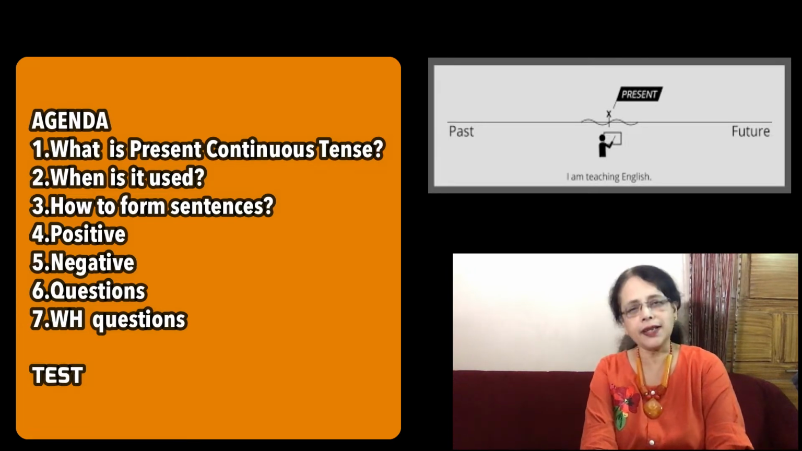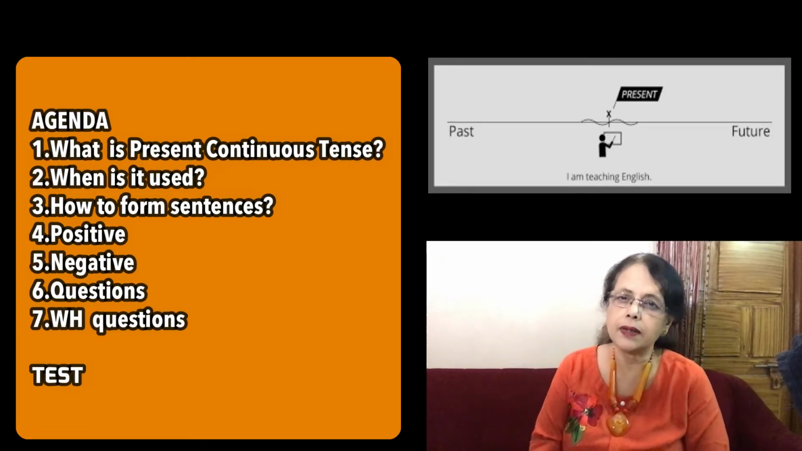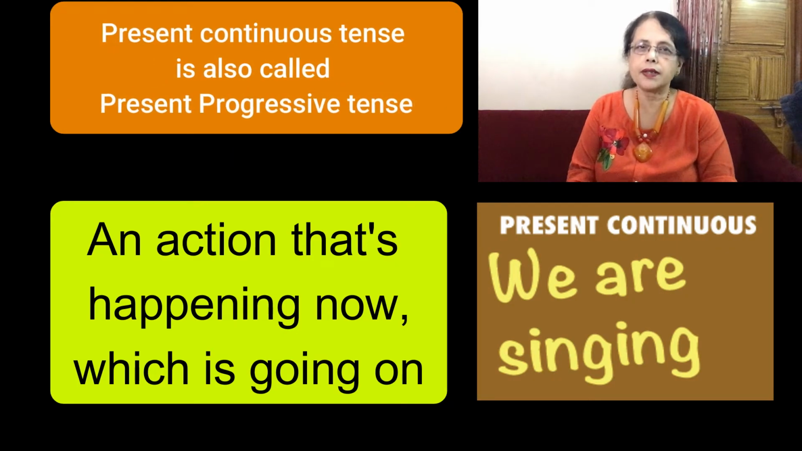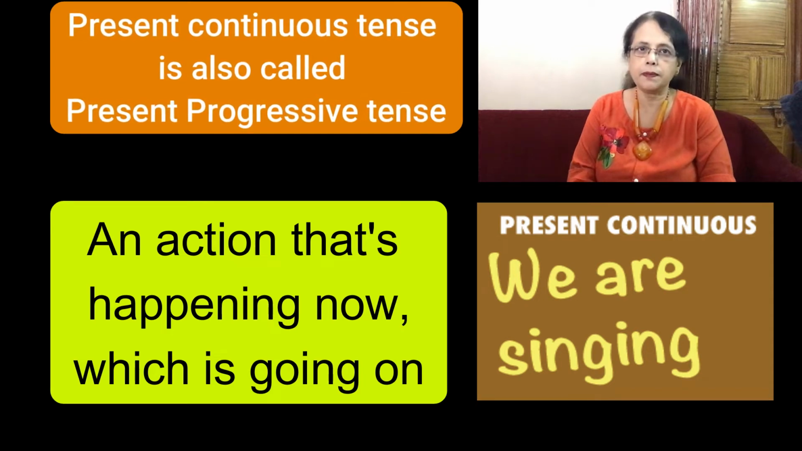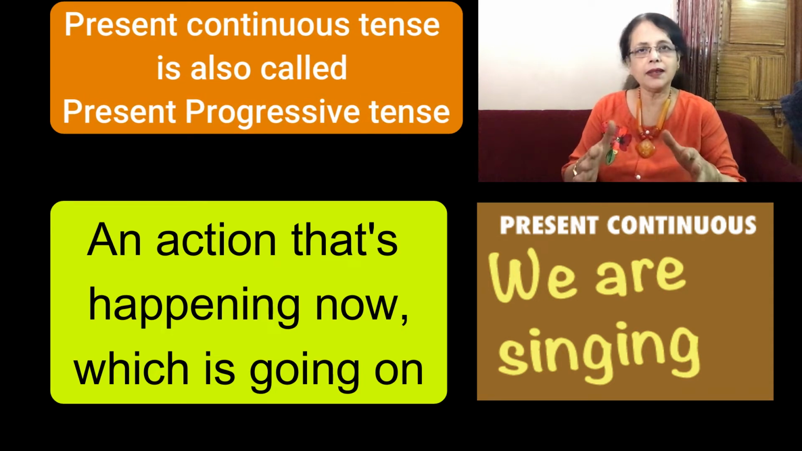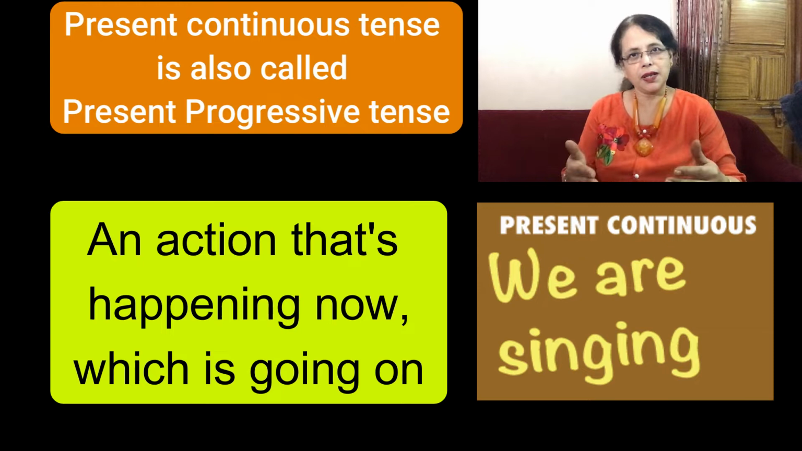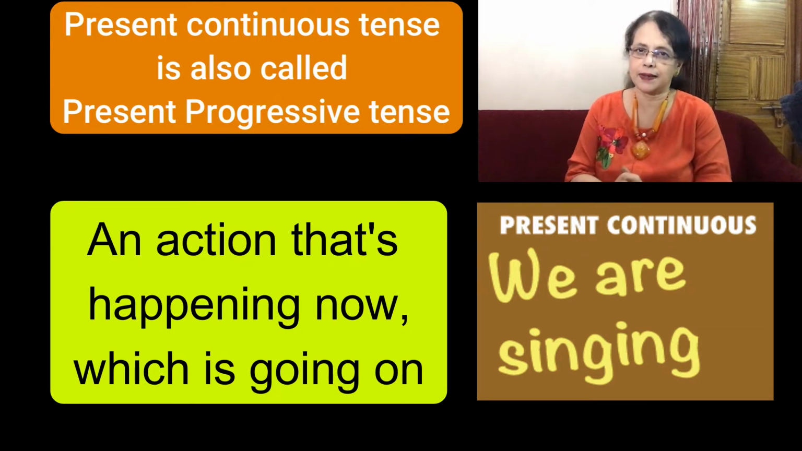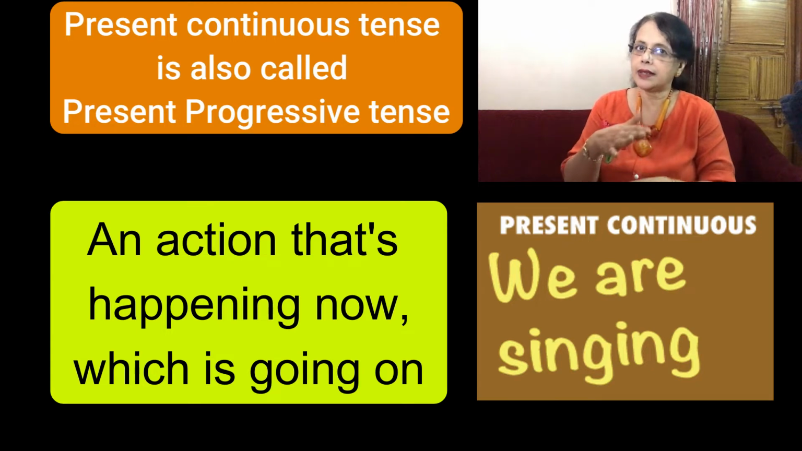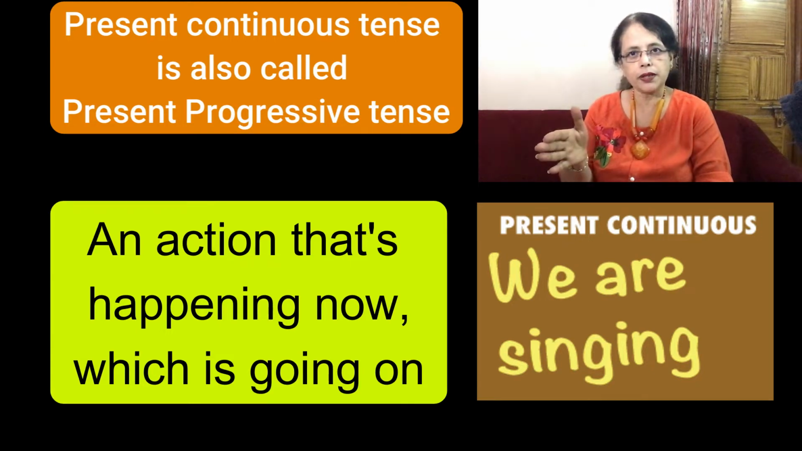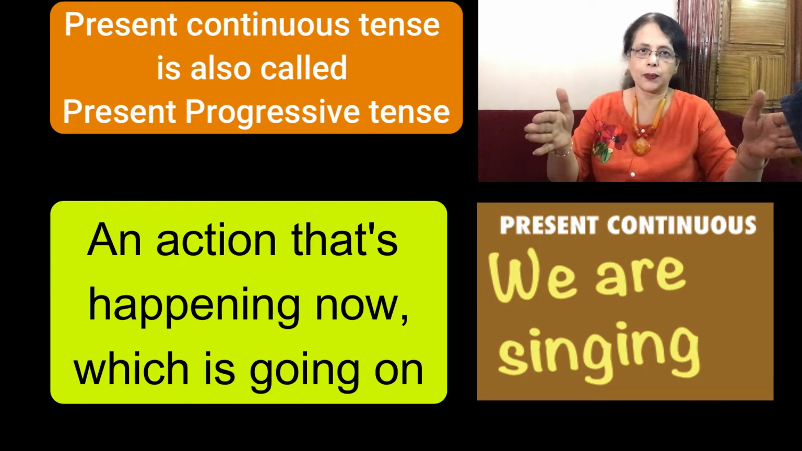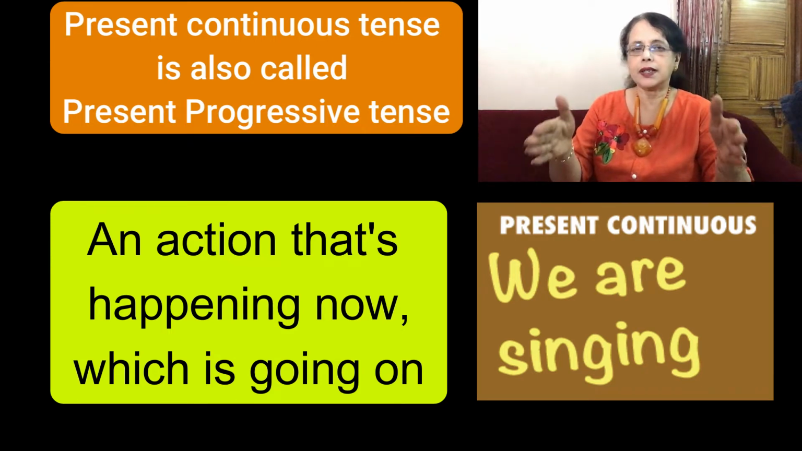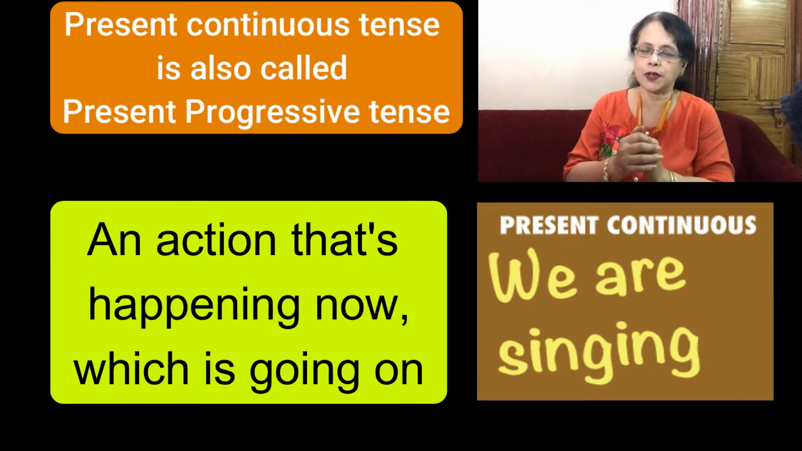So let's get going. Let's see what is present continuous tense. Present continuous tense is also called present progressive tense. Something that is progressing, something which is continuing, and that is present continuous tense. An action started at one point which is continuing now. It has not ended, it's going on. And that action is supposed to be in the present continuous tense.